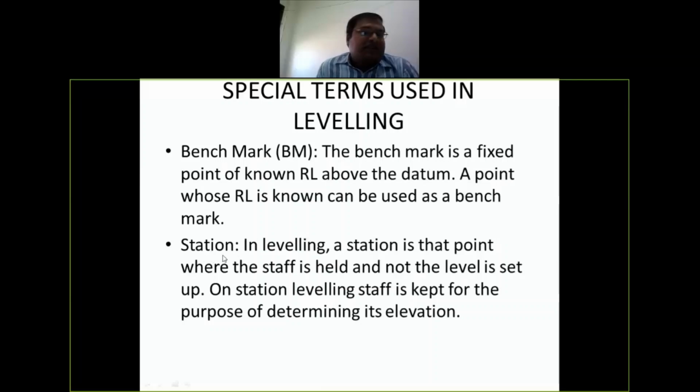Next definition is station. What is a station? In leveling, a station is that point where the staff is held, not where the level is set up. So in a leveling operation, what we call a station is the place where we put our staff. On the station, the leveling staff is kept for the purpose of determining its elevation.